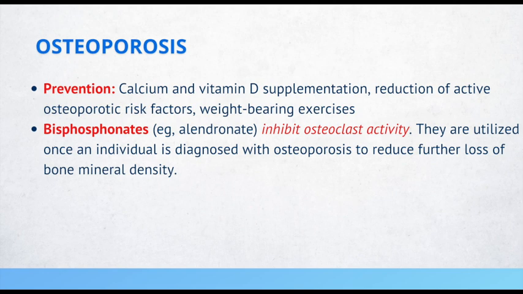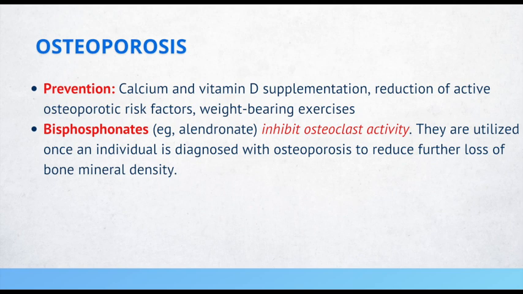Bisphosphonates such as alendronate inhibit osteoclast activity. They are utilized once an individual is diagnosed with osteoporosis to reduce further loss of bone mineral density.